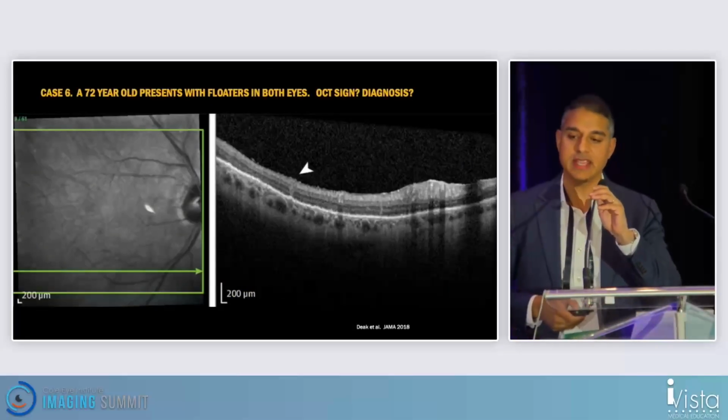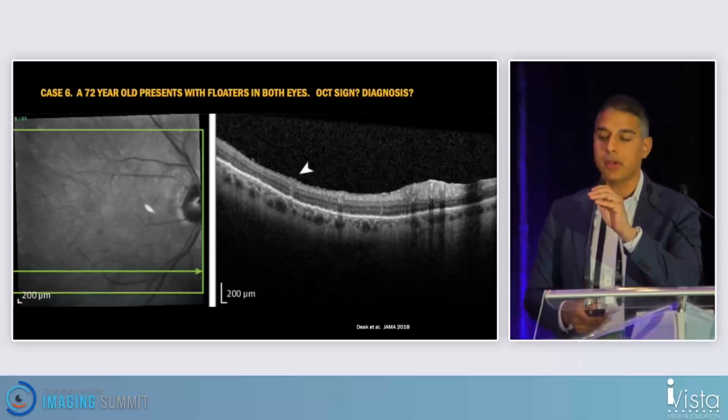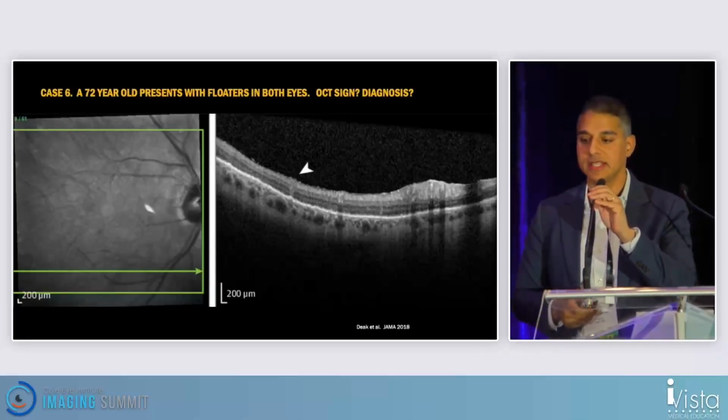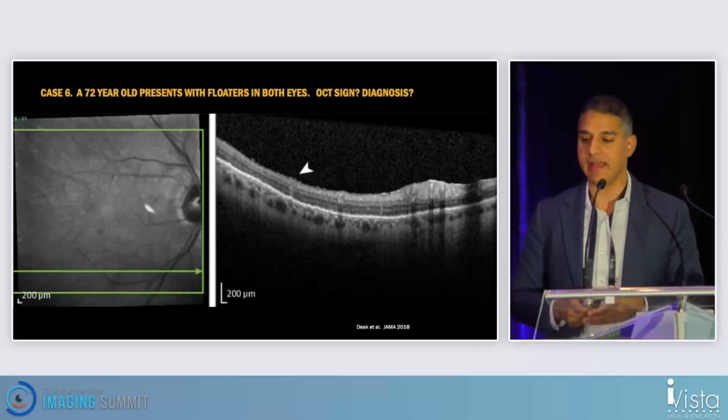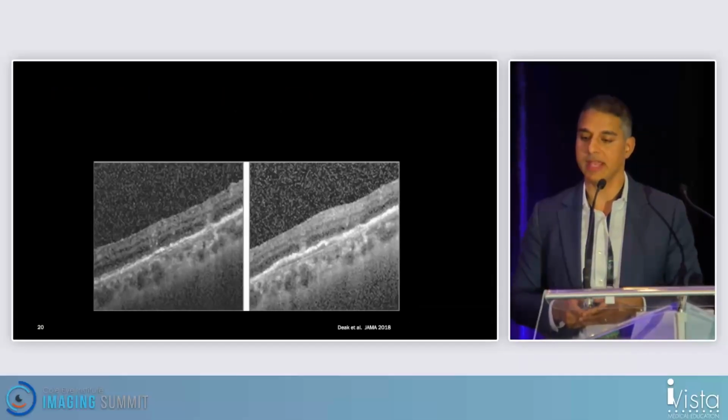So here's another case, 72 years old, presents with floaters in both eyes. And what we see on the OCT is this linear hyper-reflective line. So take a look at that for a second. Here are some other cases.